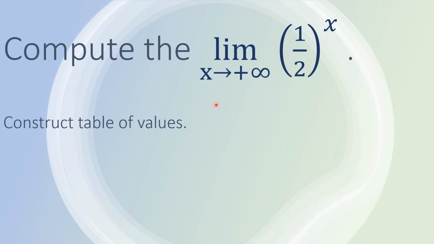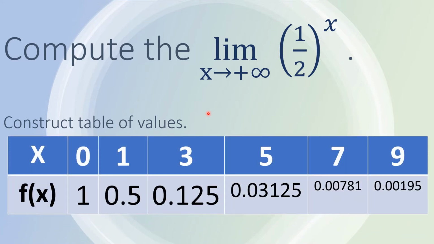Another example. Compute the limit of 1/2 to the power of x as x approaches positive infinity. Kanina is greater than 1, ngayon is less than 1 but greater than 0. Right? Construct table of values. If x is 0, 1/2 to the power of 0, that's 1. If 1, 1/2 to the power of 1, 0.5 or 1/2. If 5, 1/2 to the power of 5, the answer is 0.03125. You may check it in calculator if tama yan. 1/2 to the power of 9, the answer is 0.00195.